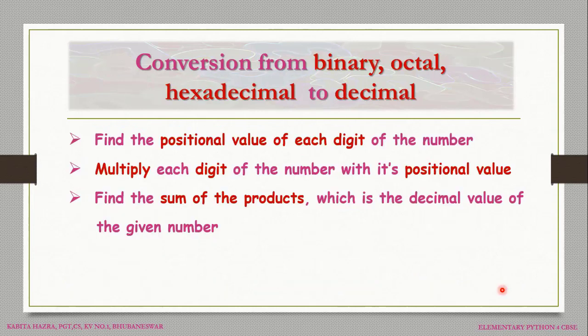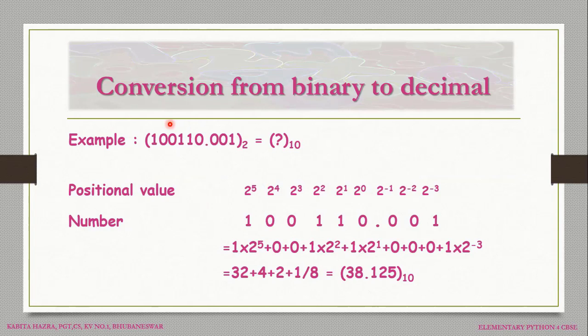For converting from binary, octal and hexadecimal to decimal, we will find out the positional value of each digit of the number that we want to convert, multiply the digit with the corresponding positional value and find the sum of the products. Let us see an example. To convert this binary number 100110.001 to decimal, we will find out the positional value of each of the digits.